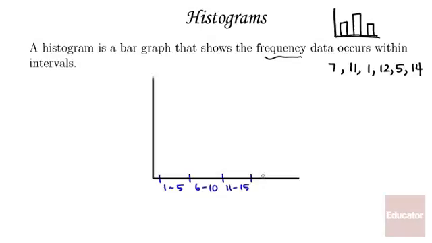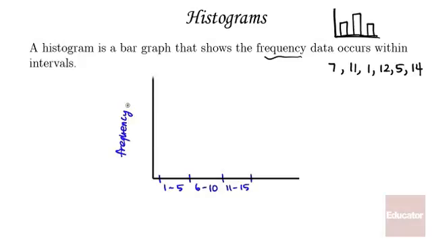Another thing about histograms is that the bars that you're going to draw are going to be stuck together. There's not going to be any space in between them like the bar graph. Because it's in intervals, all the numbers are going to fall in between one of these numbers, right? So then all the bars are going to be stuck together. And then here, this is the frequency. So how many times those numbers occur?